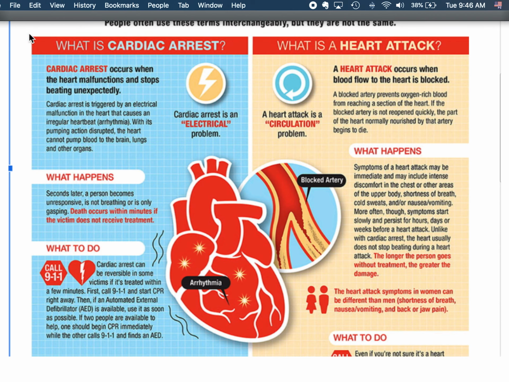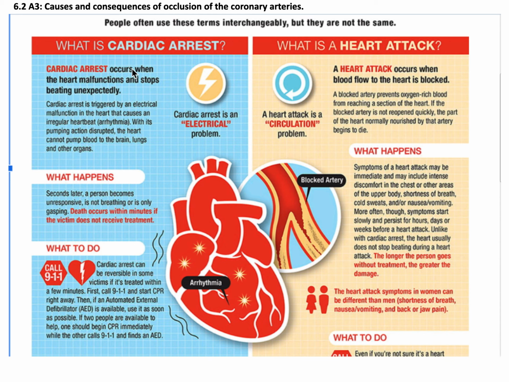So you can see up here that the application 3 that we're supposed to learn is the consequences of a blockage or an occlusion of the coronary arteries. So a heart attack is what occurs when your artery is blocked. So you can see here the artery is blocked and the blood cannot flow. Where cardiac arrest occurs when the heart malfunctions and stops beating unexpectedly.